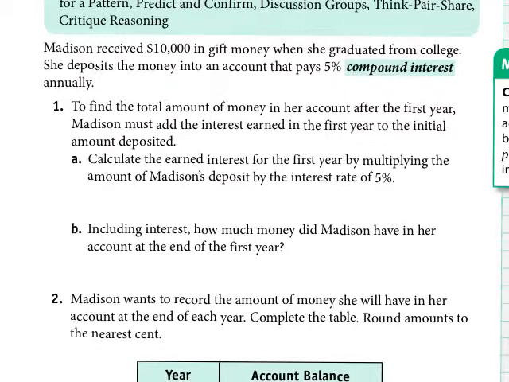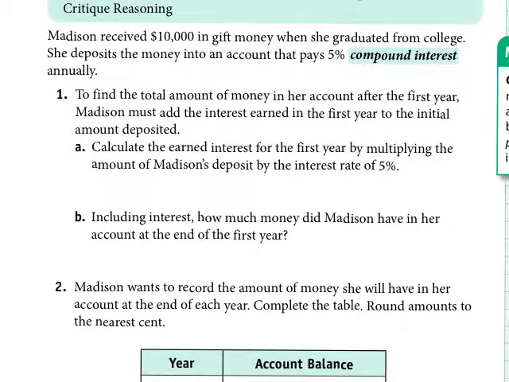All right, guys, so A wants me to calculate the earned interest for the first year. So if I have a 5% interest rate and I'm investing $10,000 up front, how much interest did I earn in the first year? $500, right? I do 0.05, because that would be 5% times 10,000, and I would get an interest of $500. B asks a little bit of a different question, though. How much money was in the account after the first year? $10,500.